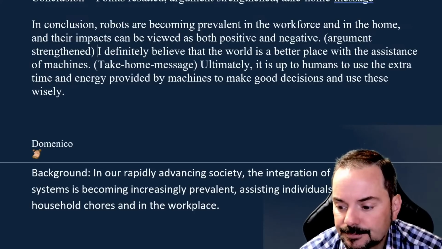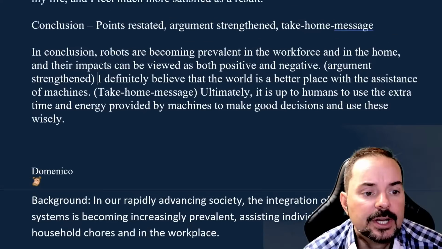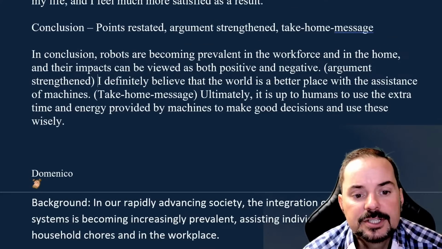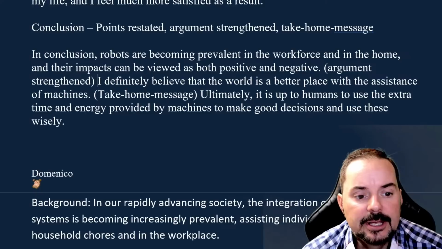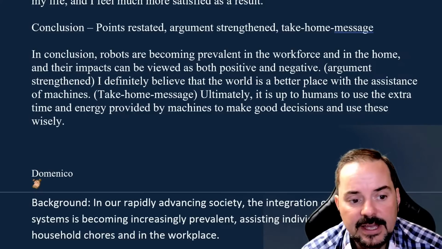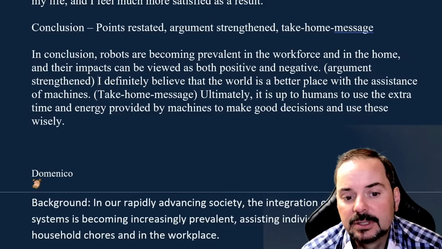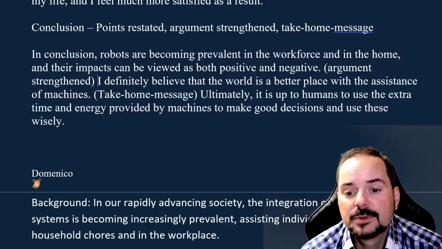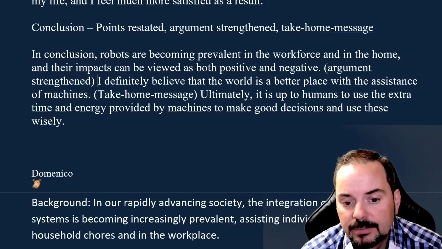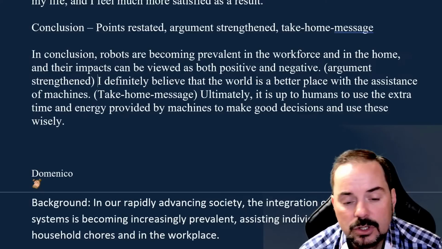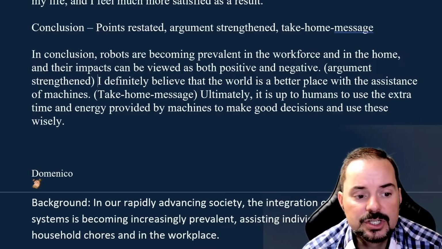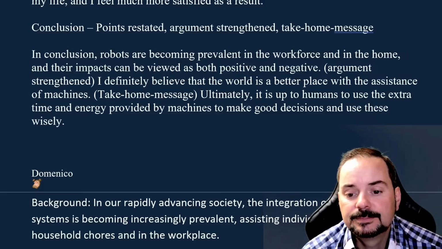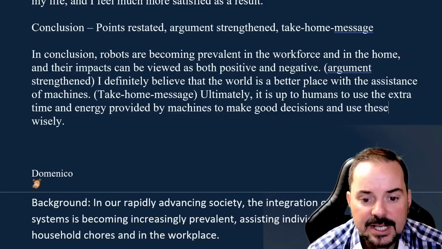Okay. All right. So here, in conclusion, robots are becoming prevalent in the workforce and in the home, and their impacts can be viewed as both positive and negative. I definitely believe that the world is a better place with the assistance of machines. Ultimately, it is up to humans to use the extra time and energy provided by machines to make good decisions and use these wisely.